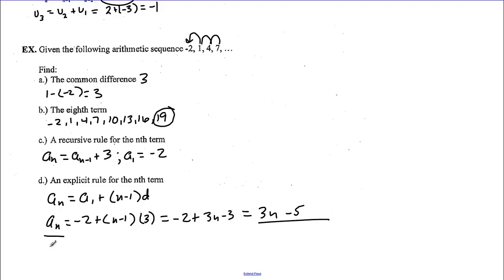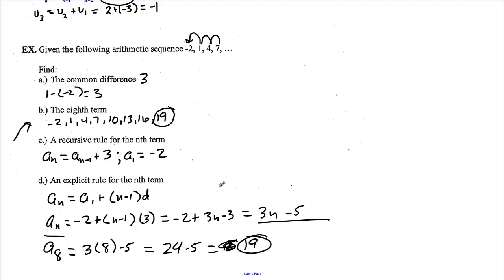Now let's see if that works for the 8th term, a sub 8. Because we did that earlier and we found out it's 19. So we have 3 times 8 minus 5, which is 24 minus 5, which is... whoop, I wrote 15. Which is 19, which matches the 8th term that we found before.